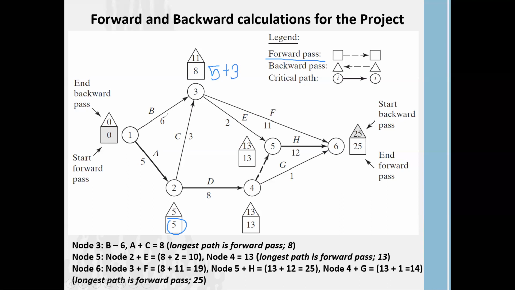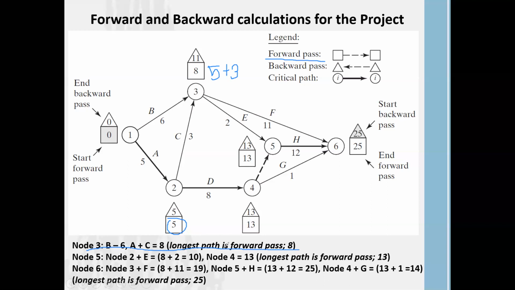Why are we not taking this 6? Because 3 cannot be started only after completing 1. 3 has to be started after completing 1 and 2. So activity 1, or activity A, takes 5 and activity C takes 3. 5 plus 3, you are getting 8. So here you can see the explanation in the forward pass. That's why I explained it to you in the previous slide.